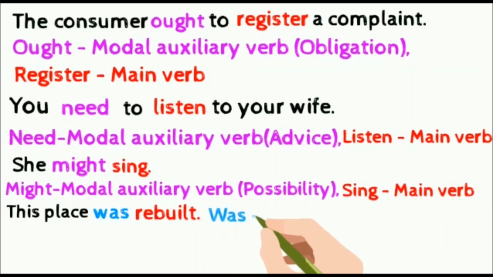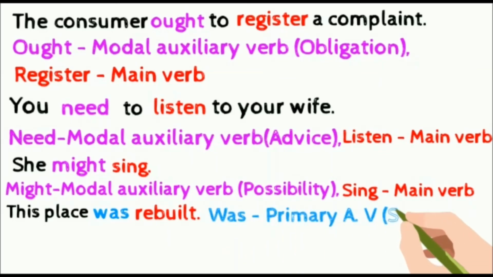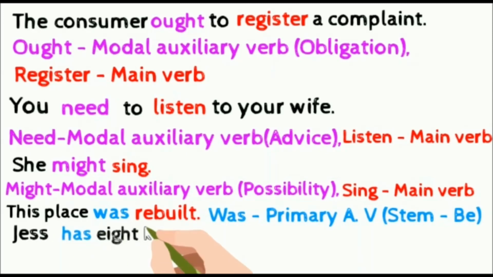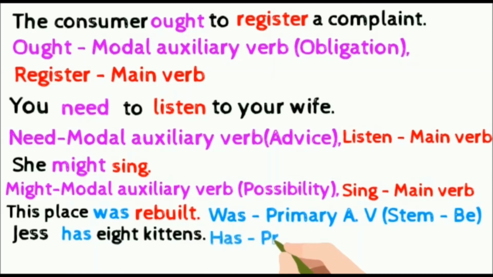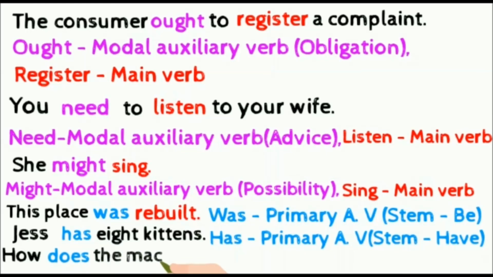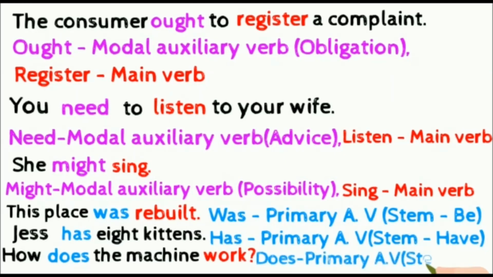Now, this place was rebuilt. Was is the primary auxiliary verb and the stem of the verb is be. As we know, be is an irregular verb and the past was does not end in ed. Jess has 8 kittens. Here has is the primary auxiliary verb. The stem of the verb is have. How does the machine work? Here does is the primary auxiliary verb and work is the main verb.